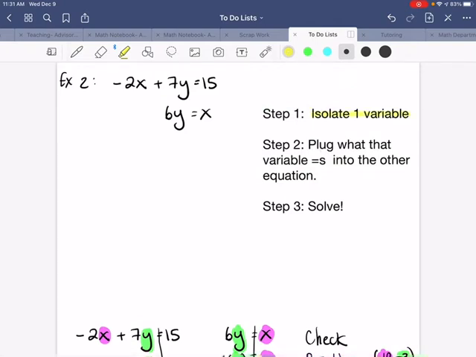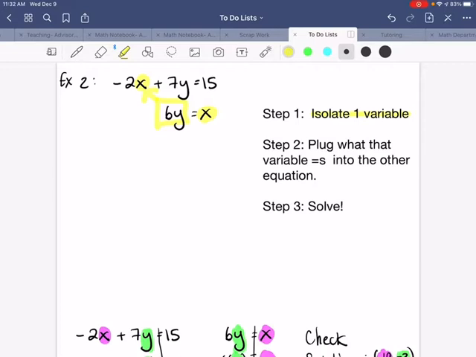Well, what variable is by itself? The y is not by itself because it has a 6. The x is by itself because there's no other number. So I isolated my x, so I can go ahead now. I know what x is equal to. It's equal to 6y. So where I see an x here, I'm going to replace that.